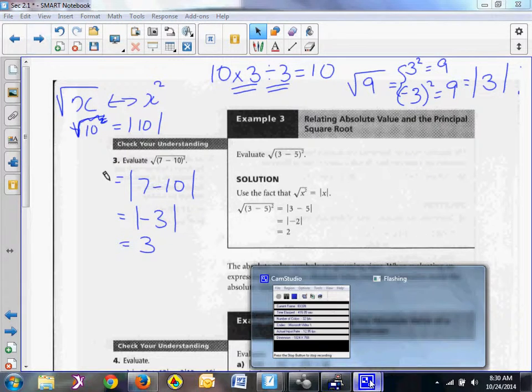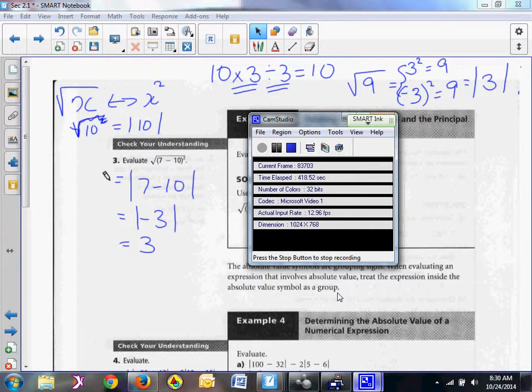We're going to look at example 4 in our next video. I won't have enough room to do it on the page.